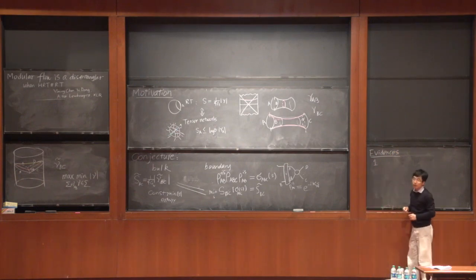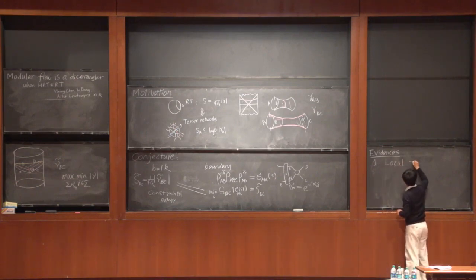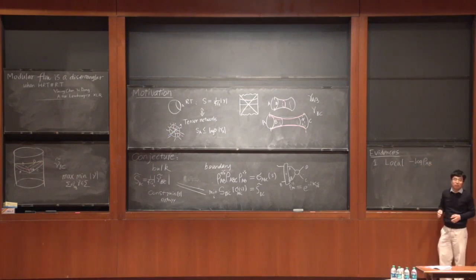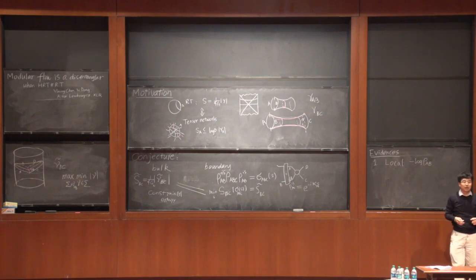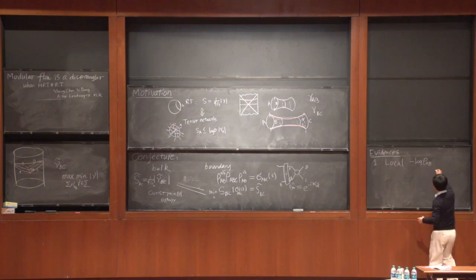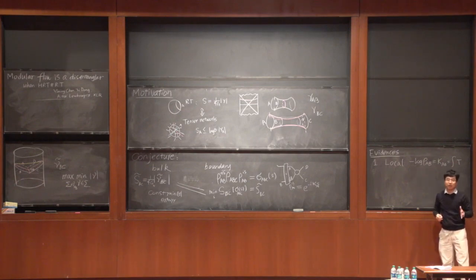The first one is when the modular flow is local. When the modular flow is local, and more specifically, I mean when there is a killing vector, like that case I'm drawing there, like when there is a killing vector that does the modular flow. So this is actually some integration of the energy momentum tensor along some killing vector.